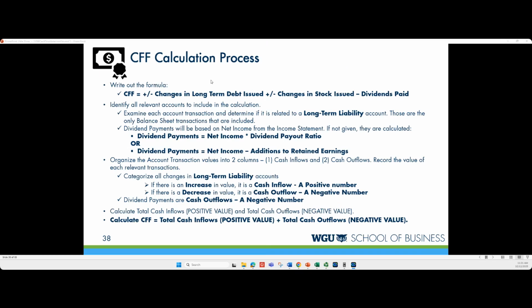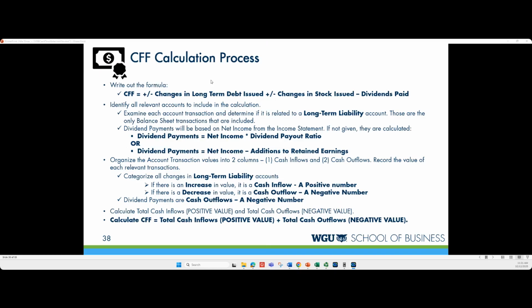Now, if we're given our net income, there typically is going to be a dividend payout ratio if we're not provided the dividend payments directly. So there's one of two ways we can arrive at the dividend payments if they're not presented directly. Typically, we're going to see a net income and a payout ratio, or we may be provided with the net income and the additions to retained earnings.